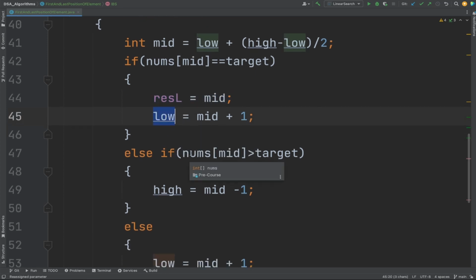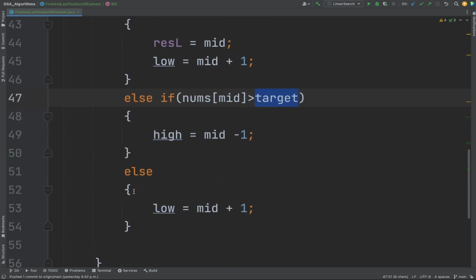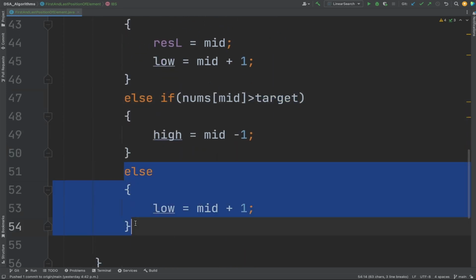If the value at the mid is greater than target, obviously you have to search to the left of the target. So high equal to mid minus 1. Else, this is going to get activated whenever your middle value is lesser than target. If it's lesser than target, it means you have to search to the right of the middle value. So low becomes equal to mid plus 1.